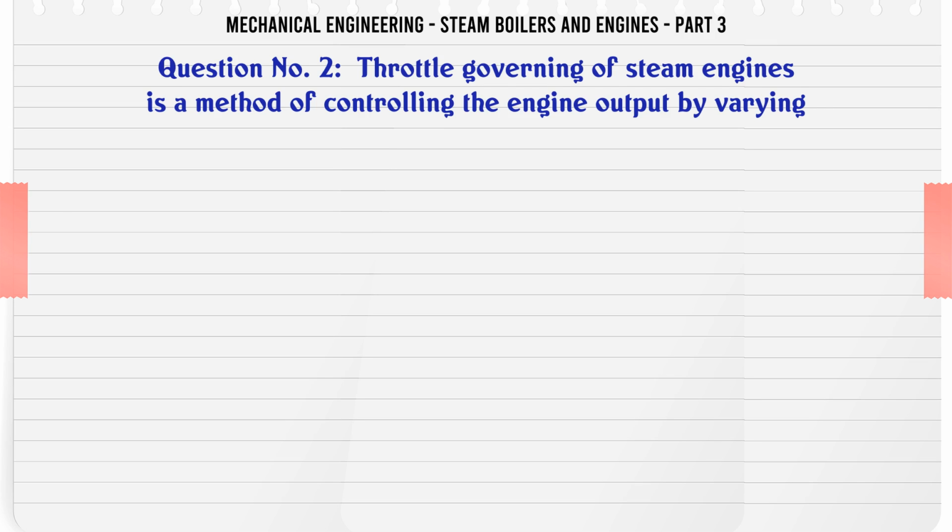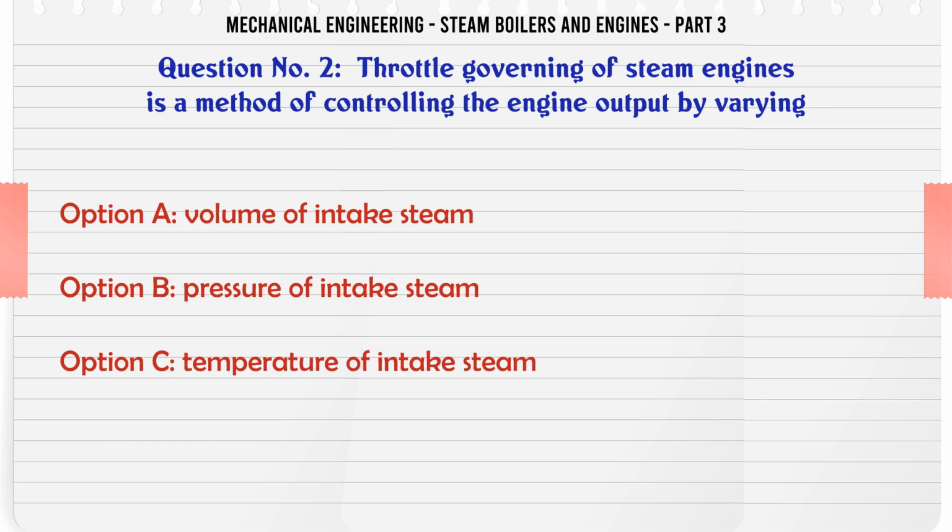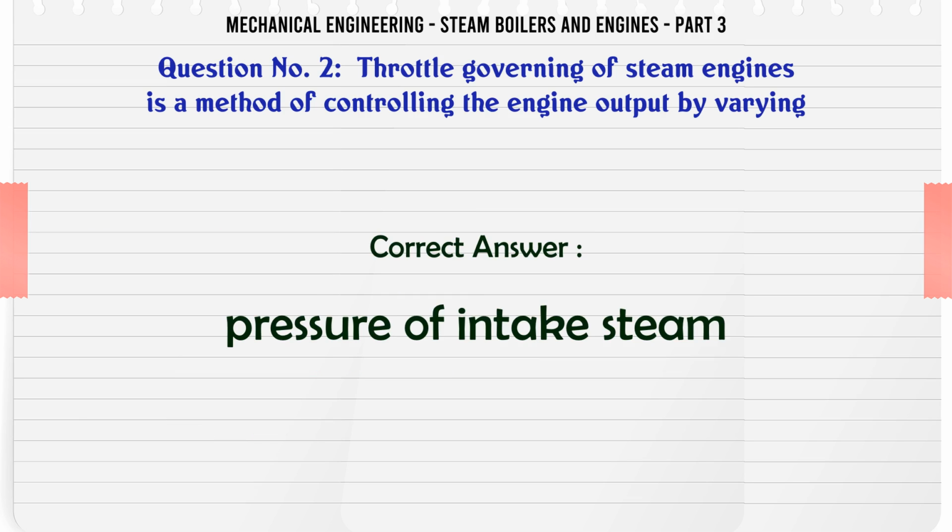Throttle governing of steam engines is a method of controlling the engine output by varying A. Volume of intake steam, B. Pressure of intake steam, C. Temperature of intake steam, D. All of these. The correct answer is pressure of intake steam.